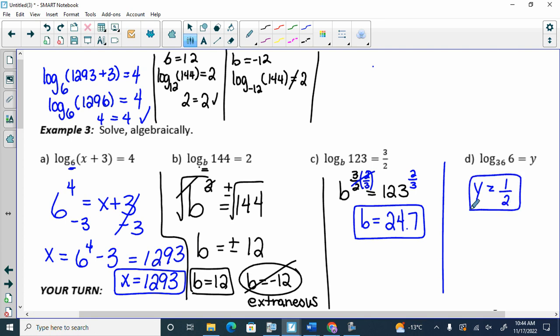Now some people will say, how can you do that in your head? Because I know what the calculator's doing. The calculator's saying 36 to what gets me 6? The square root of 36 gets me 6, correct? The square root is just something to the half, is it not? That's why your answer is a half. Because 36 to the half is the same as the square root of 36, which is 6.